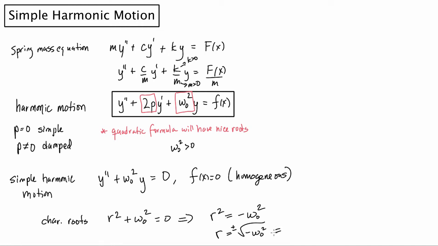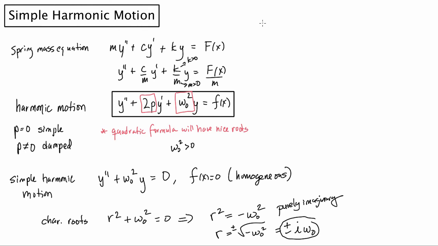Because of that, this root is clearly going to be imaginary. So we're looking at plus or minus the square root of negative 1, which is i, and the square root of omega naught squared is omega naught. And so our roots in this case are purely imaginary, meaning that there is no real part.